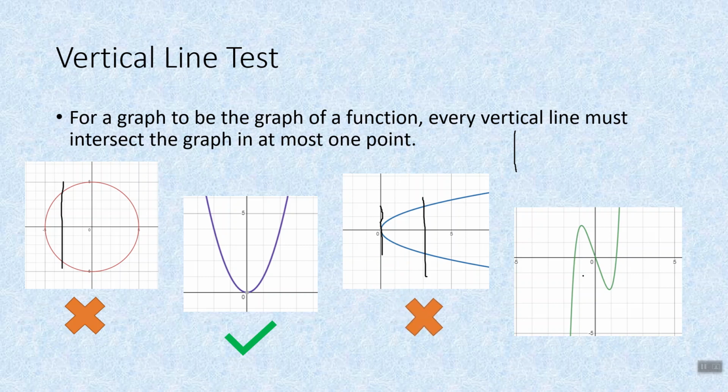What about this one over here? Well, a vertical line looks like maybe it'll hit it, but notice that this keeps getting wider and this keeps getting wider, and we never actually hit any vertical line. So this is a function.